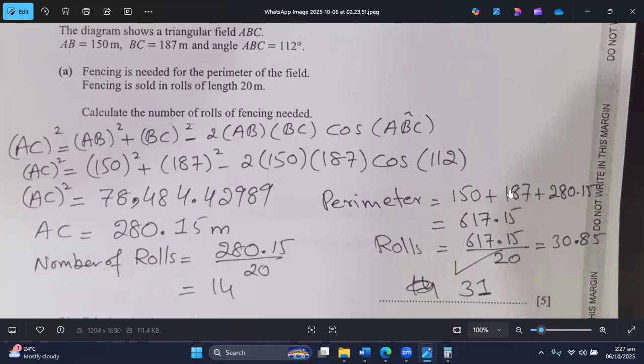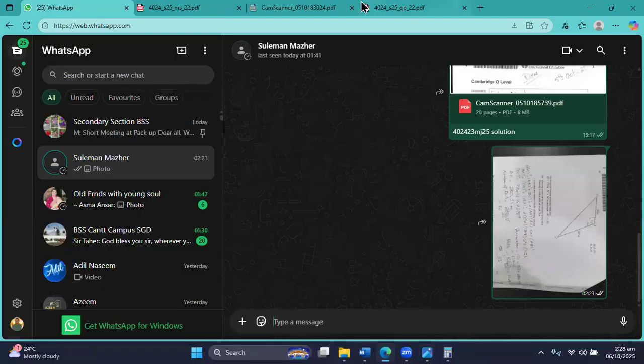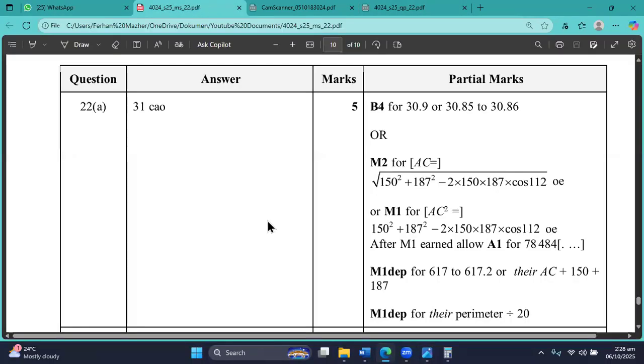Now the perimeter will be 150 plus 187 plus 280.15. The perimeter of that triangular field will be 617.15 meters. So how many rolls do we need? 617.15 divided by 20, that will be 30.85. So basically you need 31 rolls. The one thing which went wrong is that I just found the rolls I needed for the AC side. And the other thing is that I was looking at the wrong answer. So the correct answer is this one.